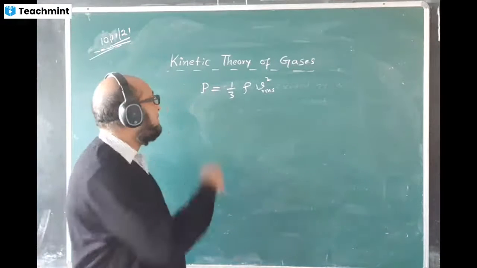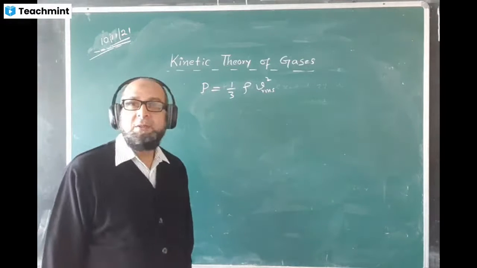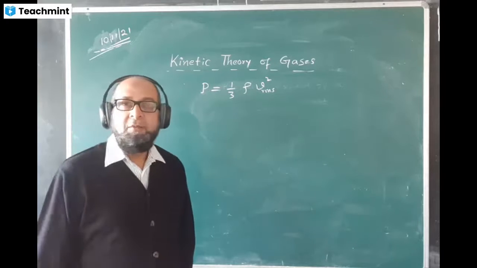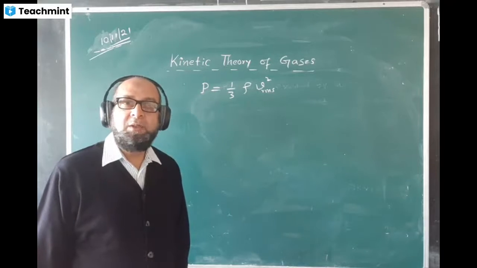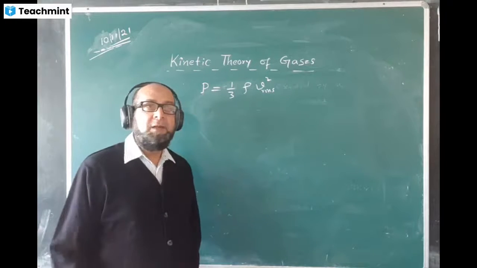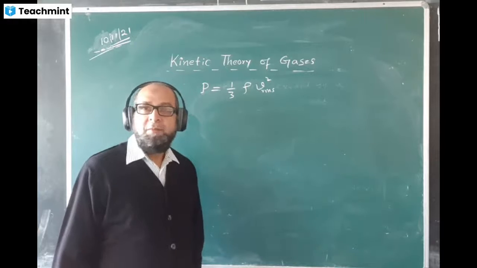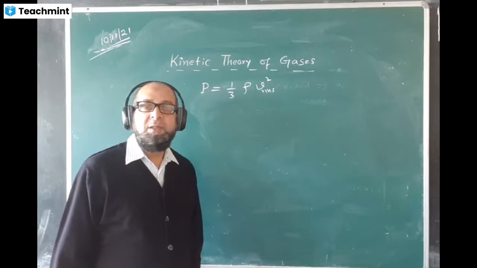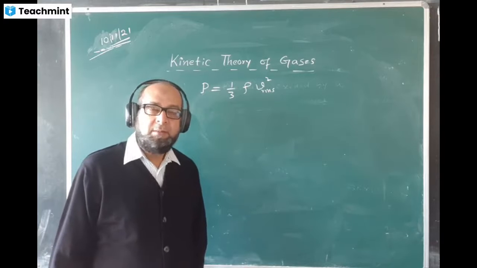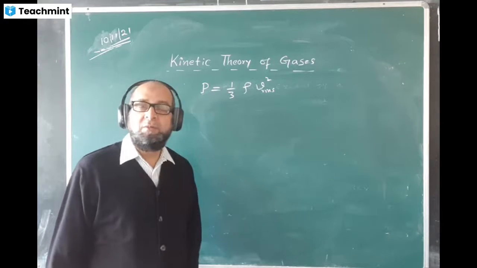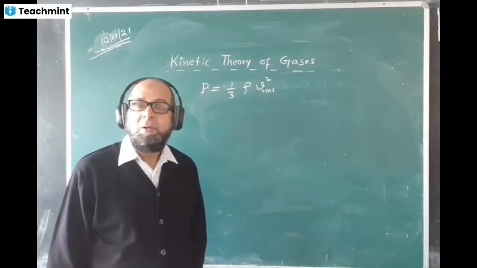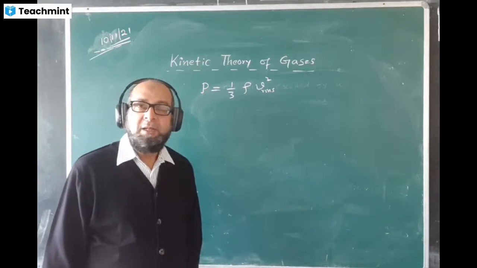Last class, I had done this with P is equal to 1 by 3 rho V_RMS square, or 1 by 3 rho c̄ square. V_RMS is called RMS velocity, root mean squared velocity. What is the meaning of that? Square root of V1 square plus V2 square plus V3 square plus so on, plus Vn square, divided by N. Root mean of the squares of the velocities of the molecules. And rho is the density, and I derived the formula of kinetic energy also.